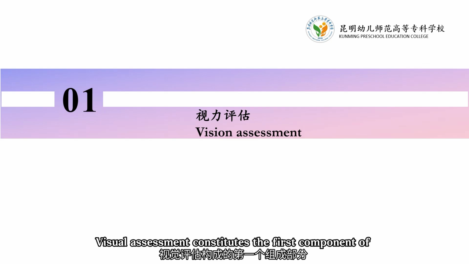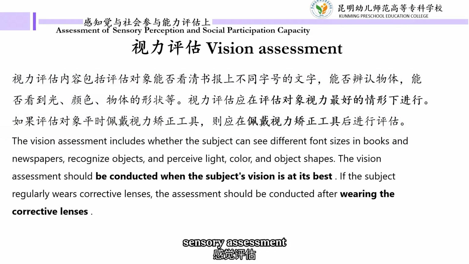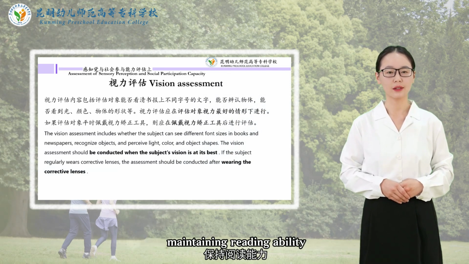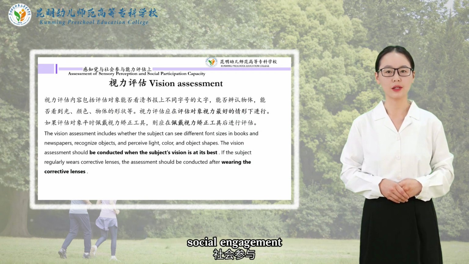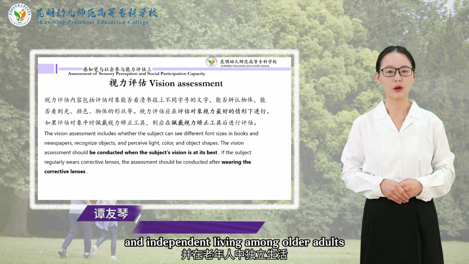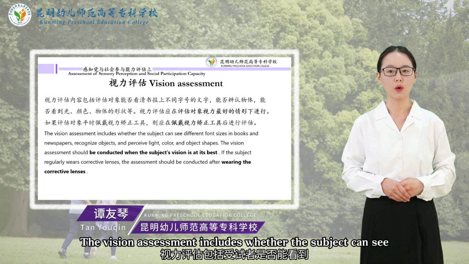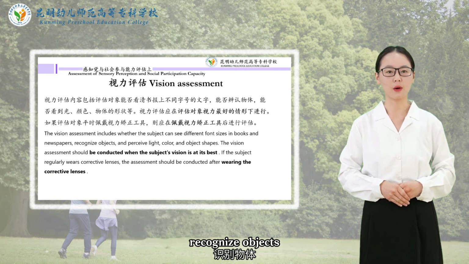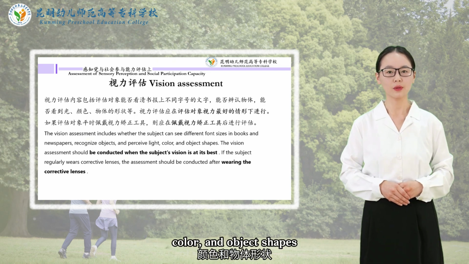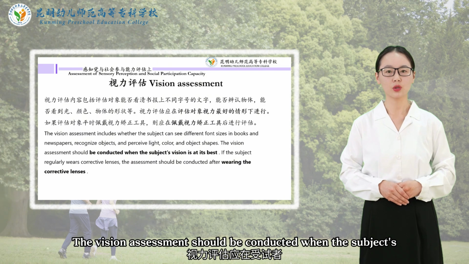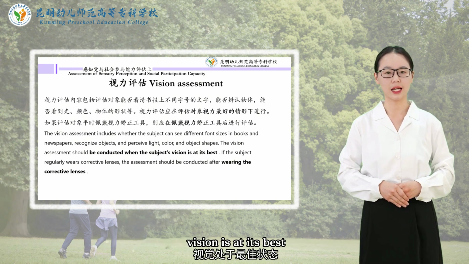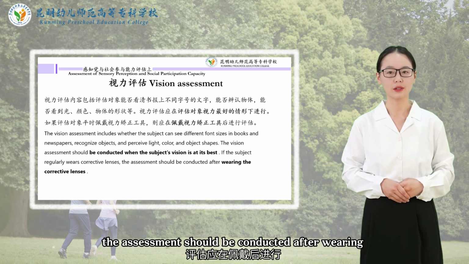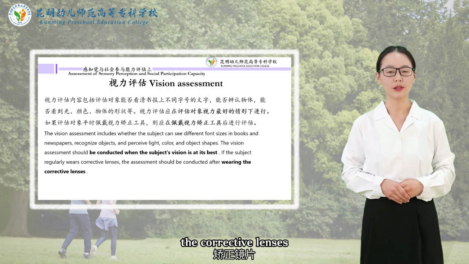Visual assessment constitutes the first component of sensory assessment. Preserved visual capacity serves as the foundation for maintaining reading ability, social engagement, and independent living among older adults. The vision assessment includes whether the subject can see different font sizes in books and newspapers, recognize objects, and perceive light, color, and object shapes. The vision assessment should be conducted when the subject's vision is at its best. If the subject regularly wears corrective lenses, the assessment should be conducted after wearing the corrective lenses.